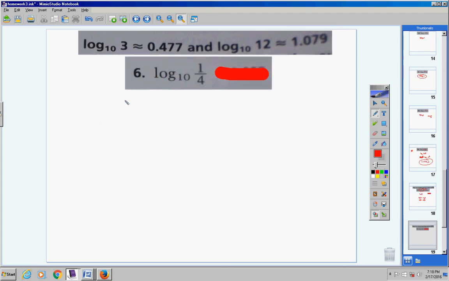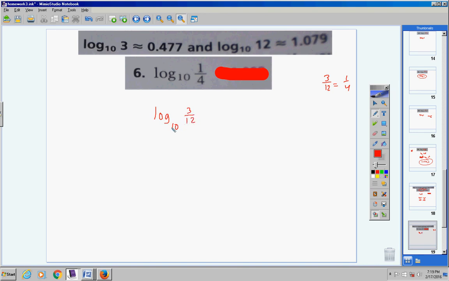Let's try number 6. Okay, we have a 1/4. Got it? And all that we have to deal with here is a 3 and a 12. Well, guys, I've got an idea. Instead of using 12 over 3, let's use 3 over 12. Because 3 over 12 equals what? 1/4. So I'm going to rewrite my logarithm like this. Instead of 1/4, I'm going to put 3/12. Now again, why did I use those two numbers?